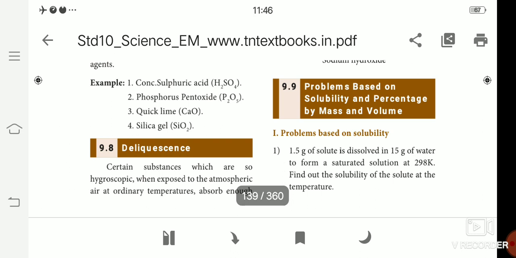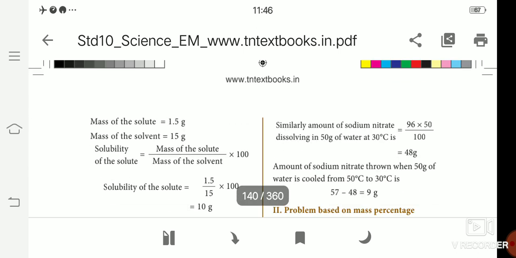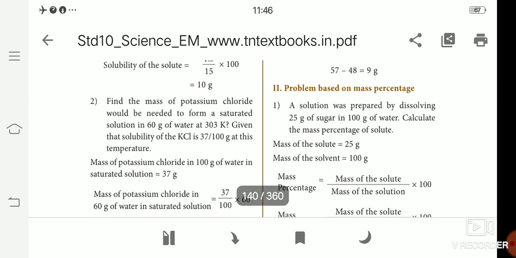The next calculation is mass percentage. On page number 132, the first problem: a solution was prepared by dissolving 25 gram of sugar in 100 gram of water. Calculate the mass percentage of solute. The given values: mass of the solute is 25 gram and mass of the solvent is 100 gram.